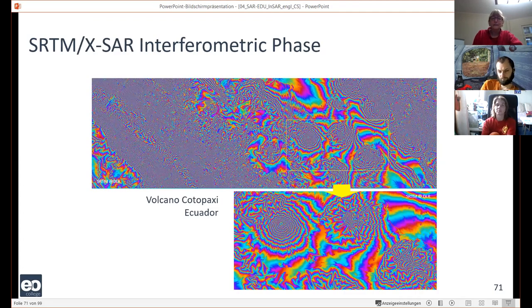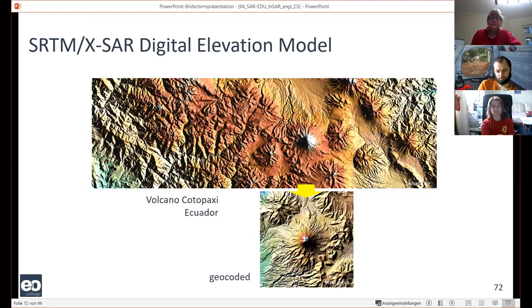And here an interferogram. I have shown you the Etna before. Volcanoes are, of course, always nice. This is SRTM, you see the little letters, shuttle radar topography, but from our X-band sensor, from Ecuador. And looking in, and just these marvelous, beautiful fringes, very clear because it's single pass interferometry. And this is then the elevation model geocoded and, of course, colored with image processing to look like an atlas type elevation model. But just to show you, interferometry is really a marvelous technique.